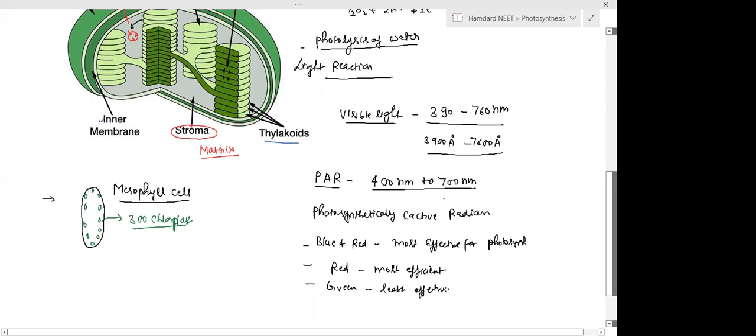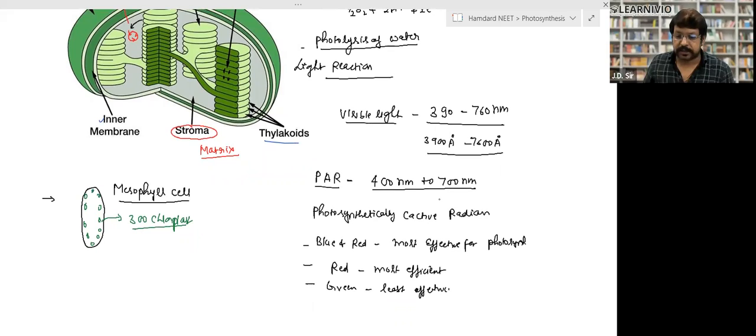Yes. Maximum photosynthesis takes place in blue and red light. If you put two lights, one blue and one red, on a plant, the maximum amount of photosynthesis will take place. Then red is most efficient, and green is the least efficient light. If you drop only green light on a plant, photosynthesis will not take place.